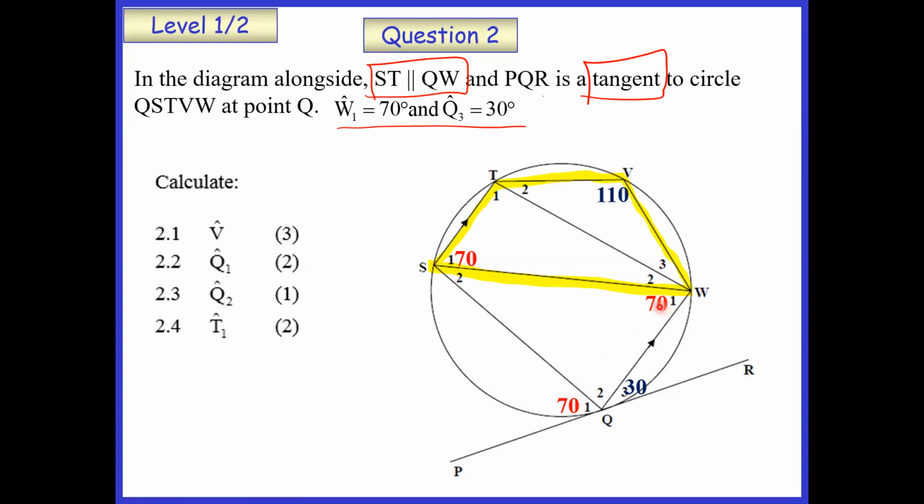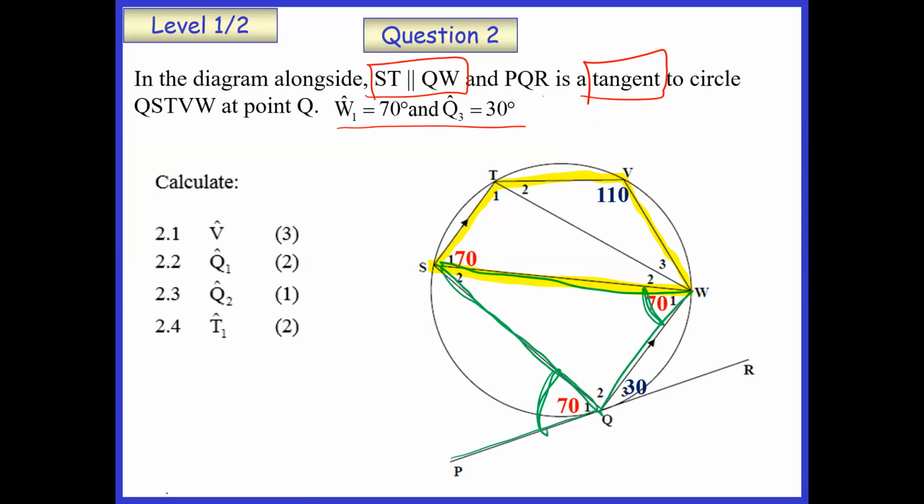Okay, so we got our tan chord theorem. For those of you who cannot see it, there's our angle between the tangent and chord. And from this chord, we have an angle being produced at the circumference.